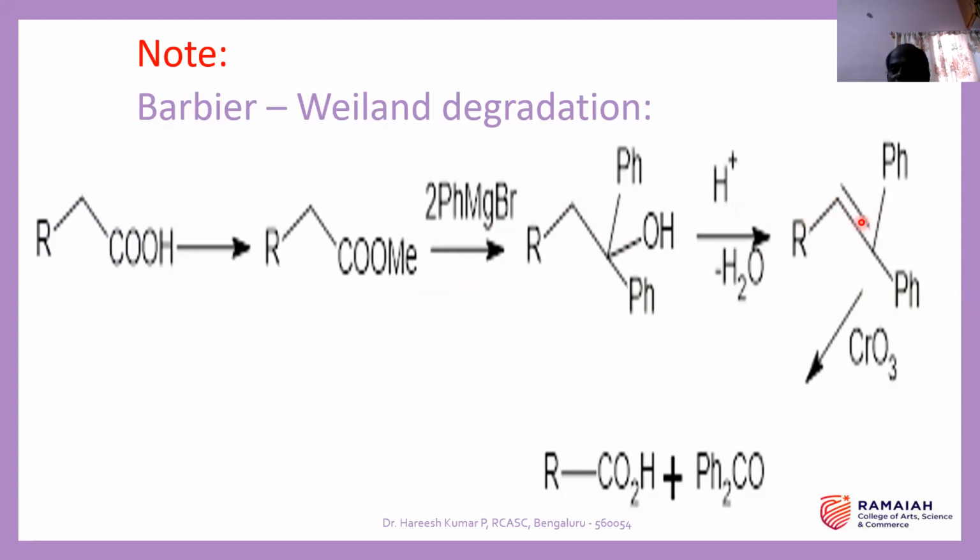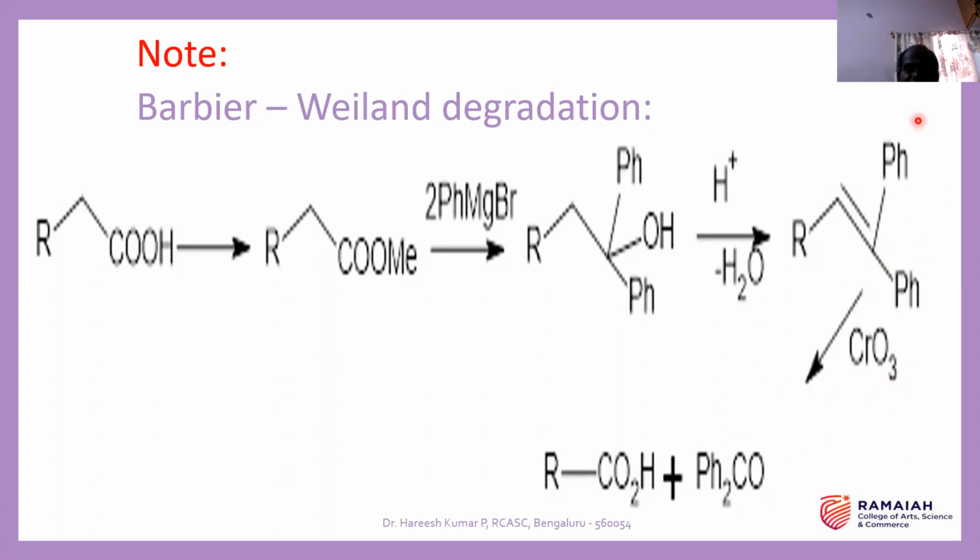The obtained double bond is subjected to oxidation, more particularly chromium trioxide oxidation. I think you are familiar with chromium trioxide oxidation because it cleaves a double bond, forming two products. One is converted into a ketone, and this carbon is converted into a carboxylic acid. So this reaction follows an oxidation mechanism with chromium trioxide.